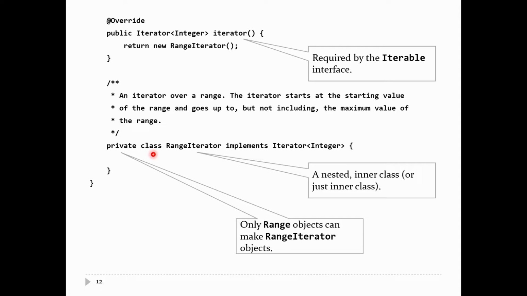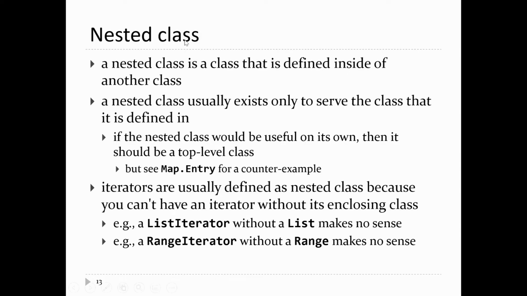It's just a class. So it looks exactly the same as any other class. So class RangeIterator. The iterator has to implement the iterator interface because it's an iterator. And this class here, RangeIterator, is an example of what's called a nested inner class. And in Java, it's normally just called an inner class. So what's a nested class? This is a nested class, not a nested inner class. Inner class is something different in Java.